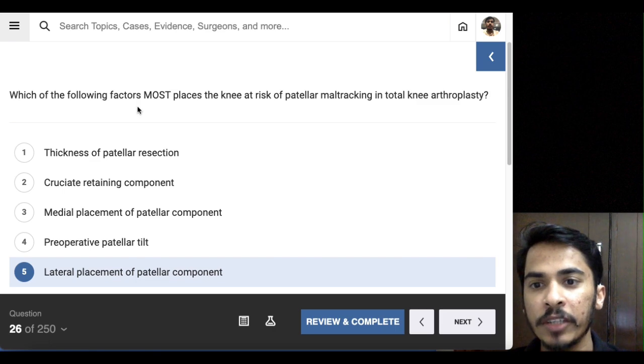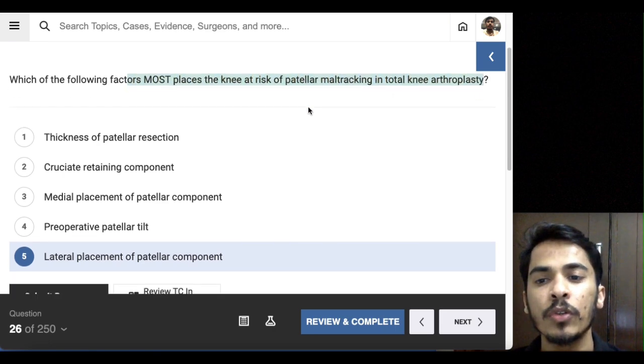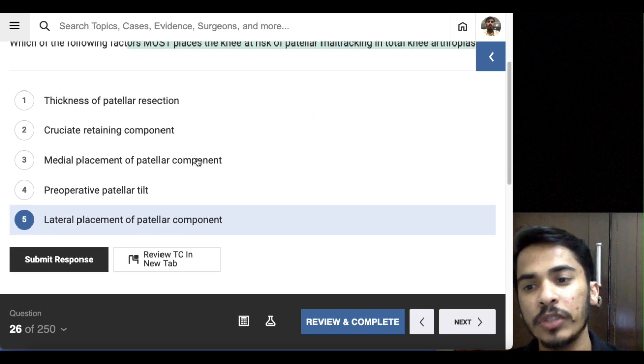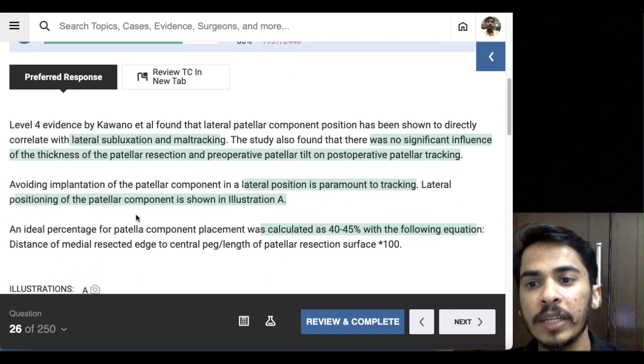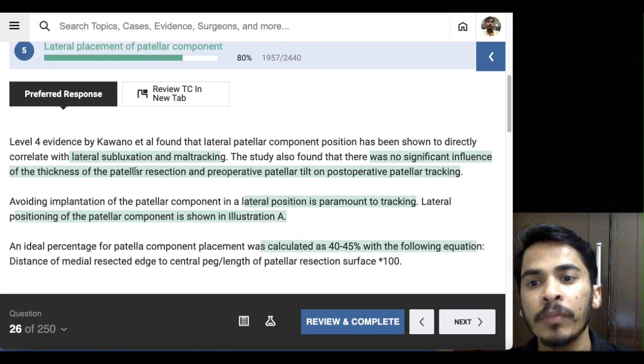Which of the following factors most places a knee at risk of patellar maltracking after TKR? It is one of the most important questions, and it has been repeatedly asked in the exam. So what are the factors that help in better patellar tracking?